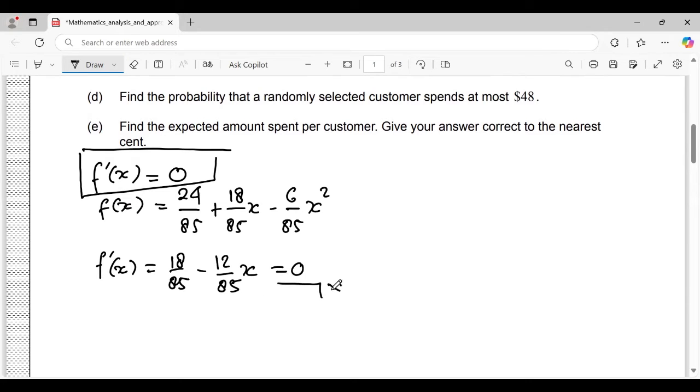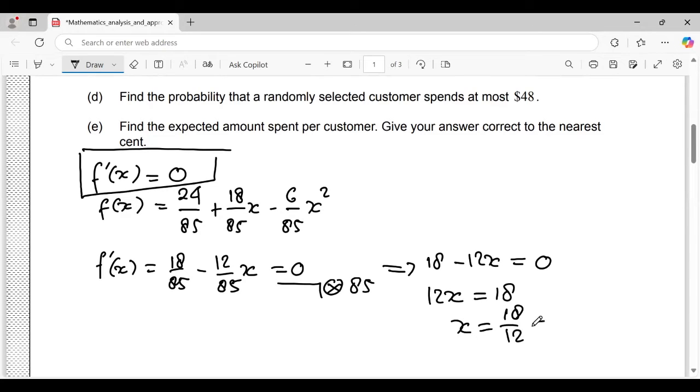How to determine x? Times 85 first, all terms, and it becomes 18 minus 12x equals 0. So it means 12x equals 18, and x equals 18 over 12. Divide by 6, 3 over 2. This is x, or 1.5 kg. Okay, next, part B.